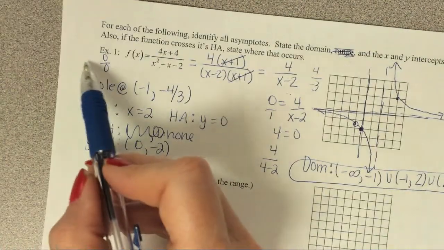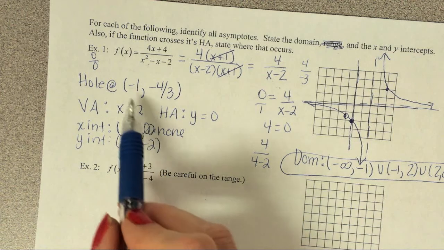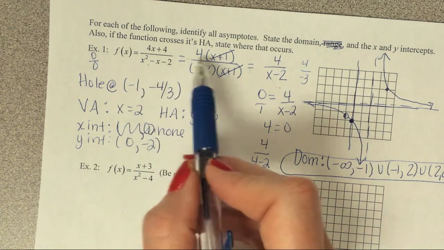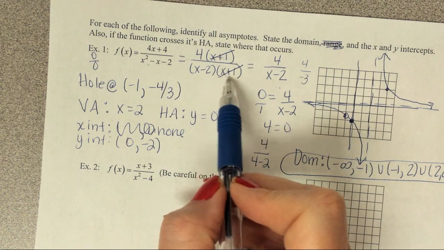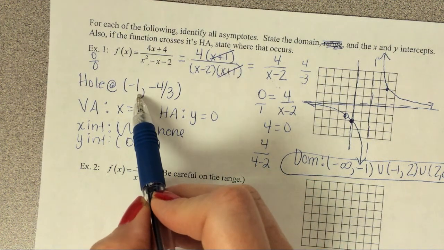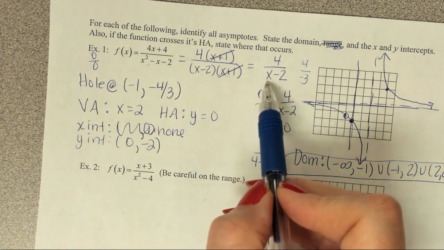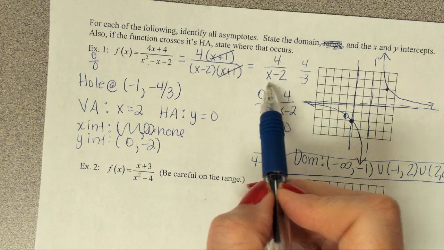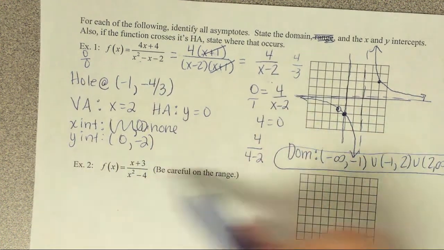See how 0 over 0 has no meaning? So that's how I know that there's a hole. When x is -1, they canceled out. So when they cancel out like that, whatever makes that 0, that's not a vertical asymptote, it's a hole. And then to find this value, I had to plug -1 into this simplified version. Okay? Any other question on this type?